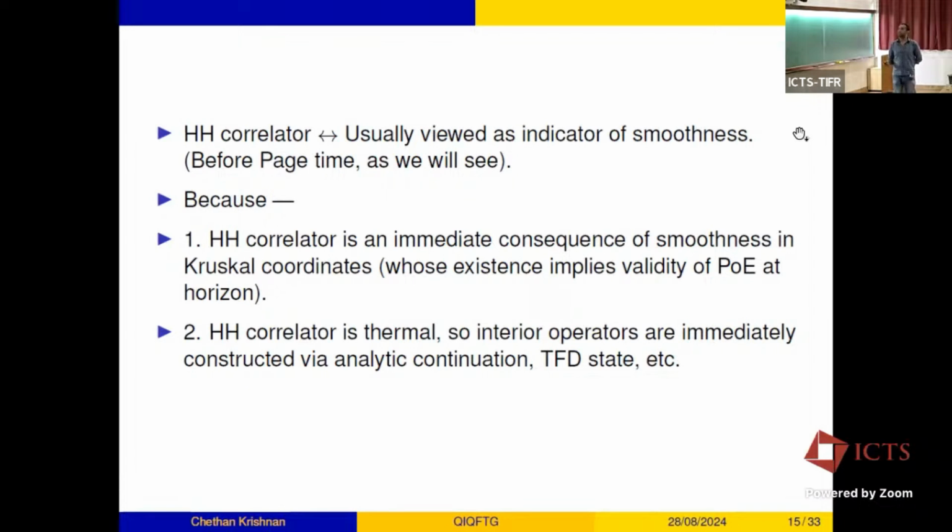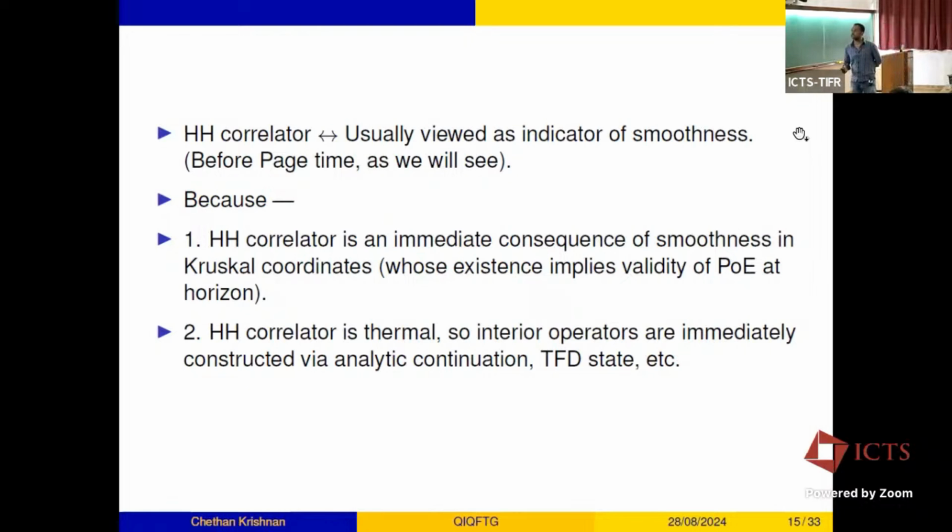Okay, so this is the statement. The Hartle-Hawking correlator is usually viewed as an indicator of smoothness before the Page time, and its immediate consequence of smoothness in Kruskal coordinates is how you get the Hartle-Hawking correlator. So that's the reason why we are using it as an indicator of smoothness. But I should also say that by construction, our correlator is only on the right wedge of the two-sided geometry. If you think of it as a one-sided CFT, it's only the right side that we are starting with because those are the regions where the geometry is defined. But then, as you will see, there exists an analytic continuation that naturally emerges in the epsilon going to zero limit across the horizon.